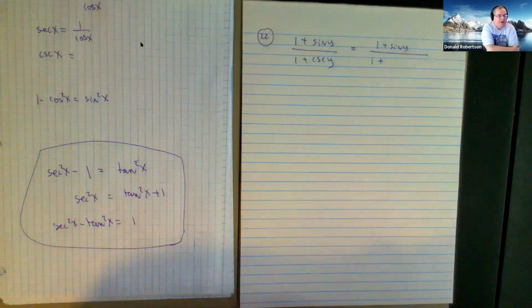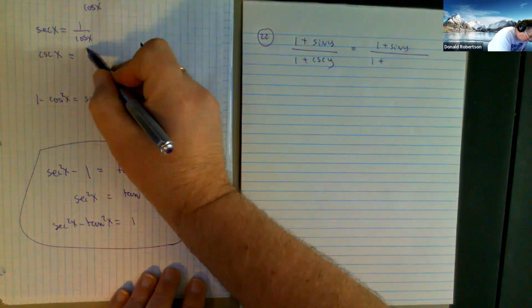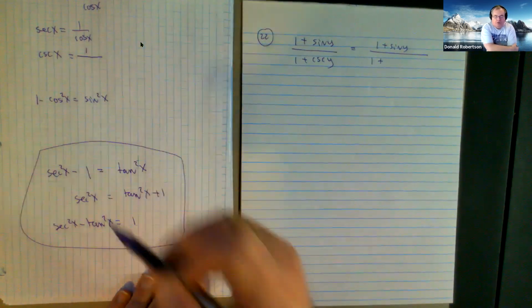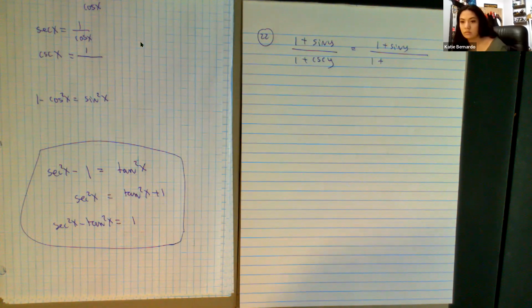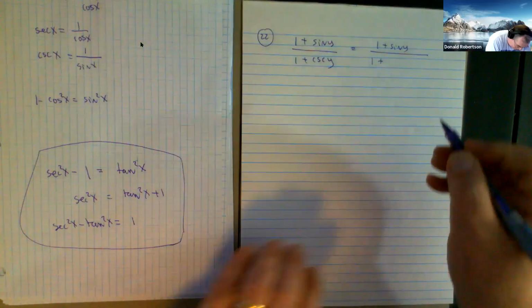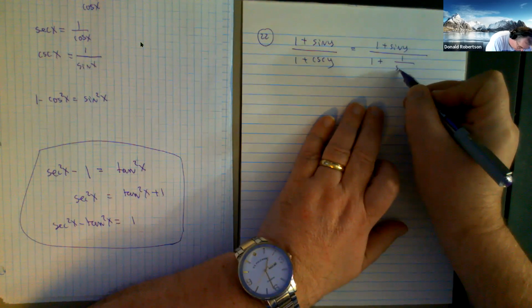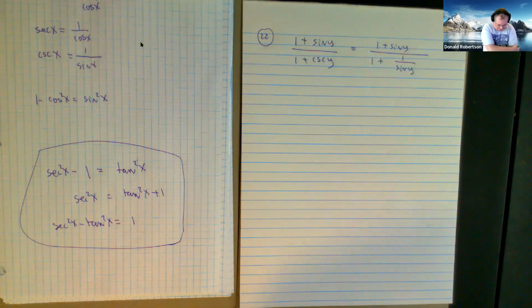What can cosecant x be written as in terms of sines and cosines? 1 over what? Cosecant x. 1 over sine. That's right. So this becomes 1 over the sine of y. So far, so good.